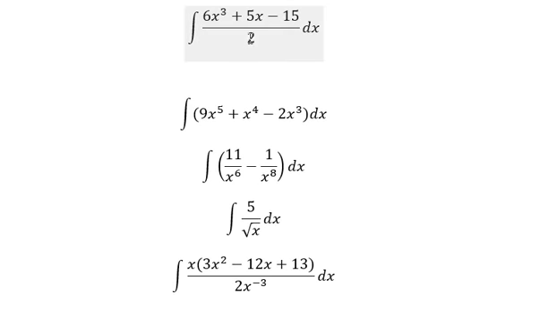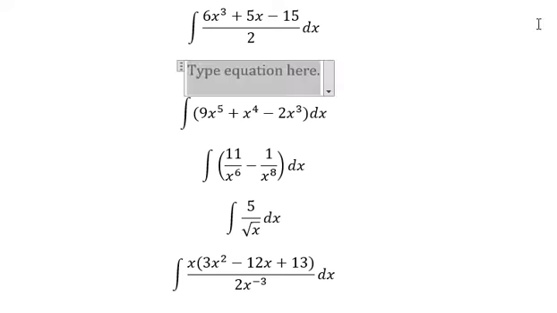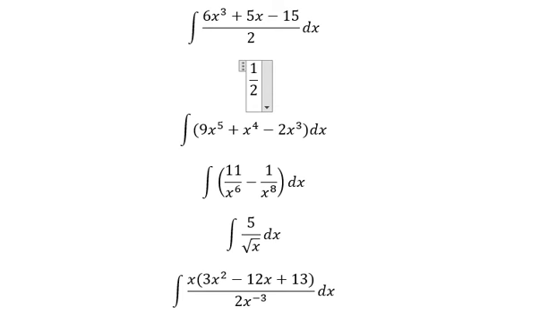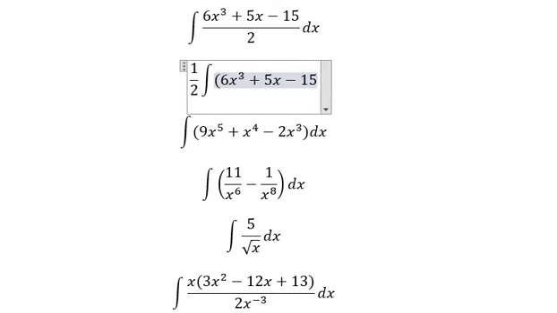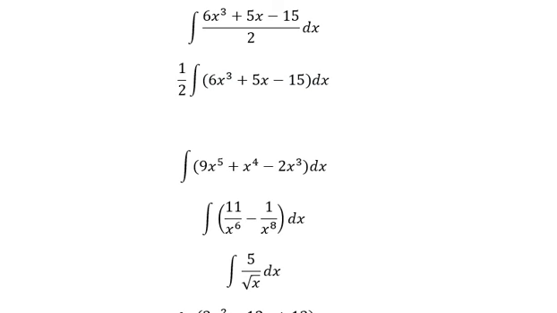So we have number 2, so we put number 2 outside, and we got about 1 over 2, the integral of this one in here. Now we got the final answer.